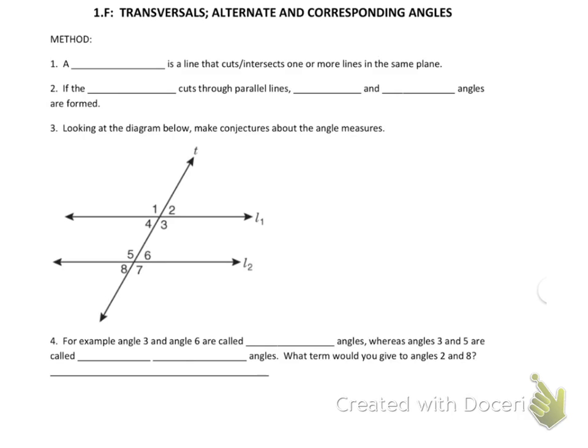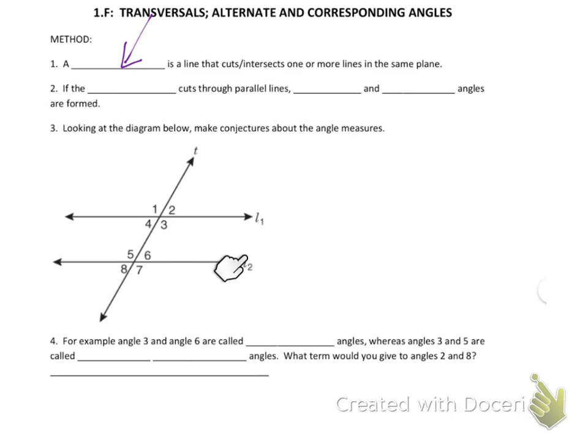Transversal. Transversal, yes, thank you. Well done. Transversal. I'm not writing that in there. But transversals are lines that cut or intersect one or more lines. Okay? So if you look here, line T is a transversal to line 1 or L1 and L2.